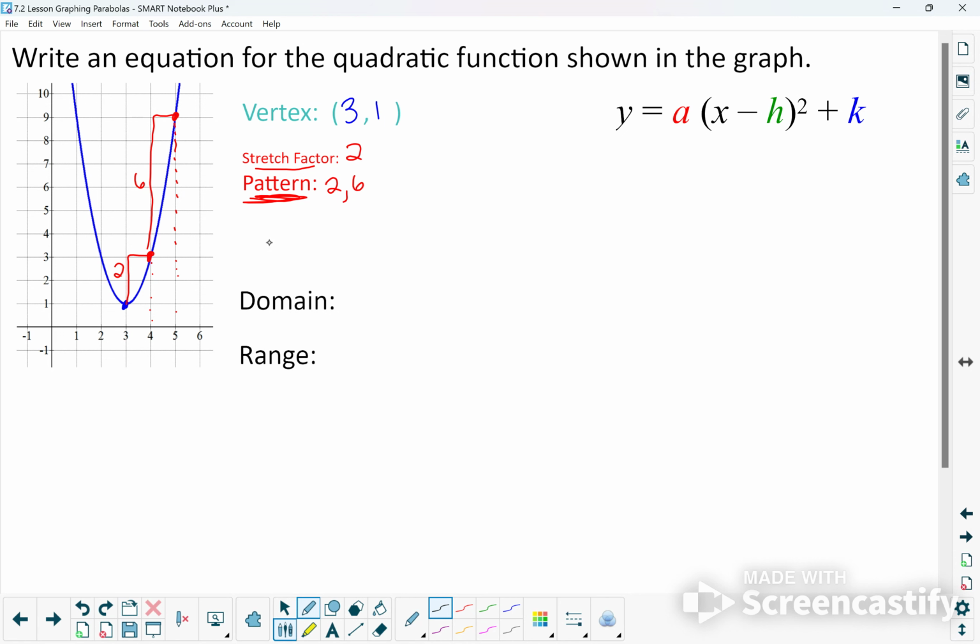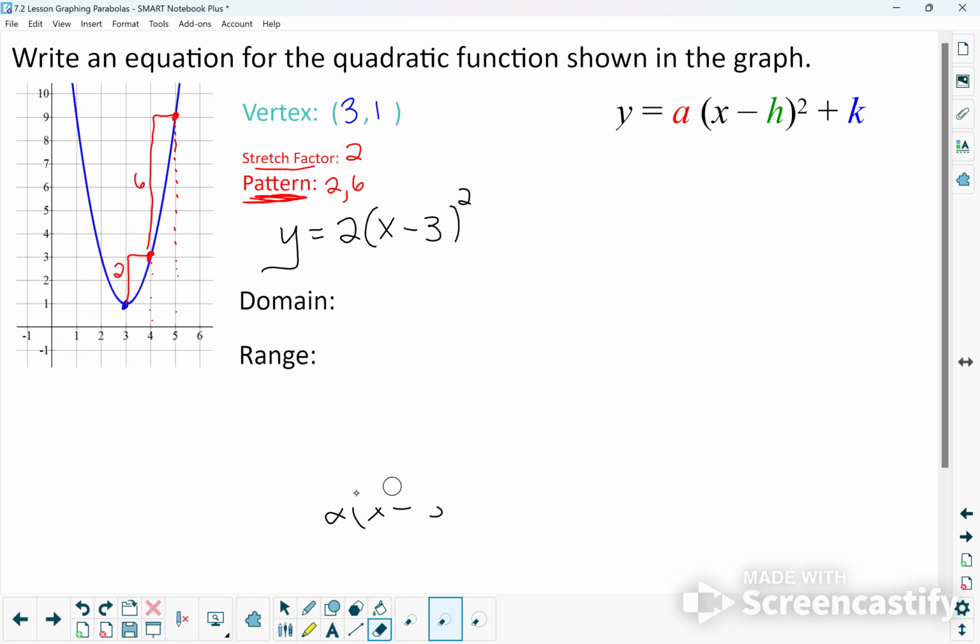So we're ready to write the equation now. Don't forget the y equals. Our stretch factor is 2. It's going to be (x minus 3). And then don't forget the power of 2. The power of 2 is so important here. We don't want to write something like this, because that actually would end up being a line. The power of 2 right here is super, super important. So don't forget your power of 2 for your parabola, and then plus 1 for that height of 1 on the vertex.